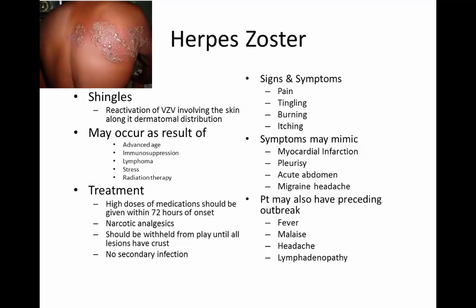Signs and symptoms include pain, tingling, burning, and itching. Symptoms may mimic myocardial infarction, pleurisy, acute abdominal pain, and migraine headache. Patients may also have preceding outbreaks of fever, malaise, headache, and lymphadenopathy. Herpes zoster is extremely contagious and therefore the mode of transmission is high.